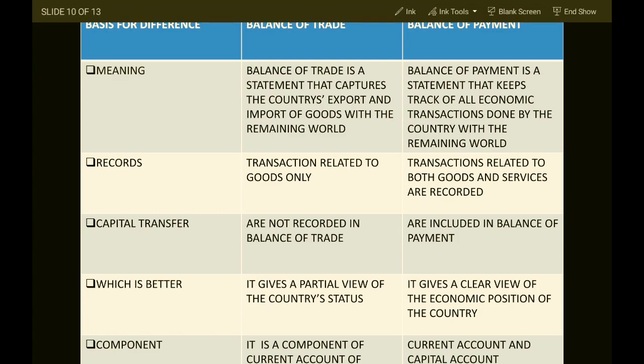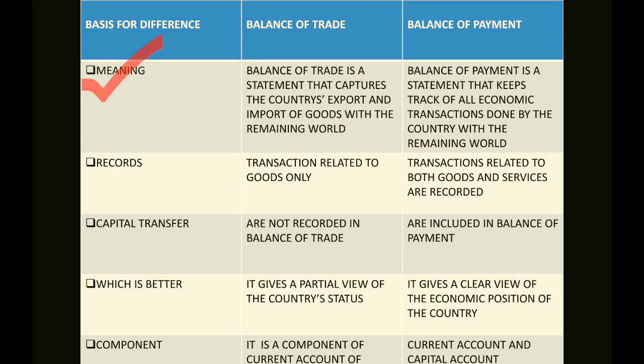Now let us focus on the difference between balance of trade and balance of payment. First of all, let us focus on the meaning. What is the meaning of balance of payment and balance of trade? Balance of trade is a statement.